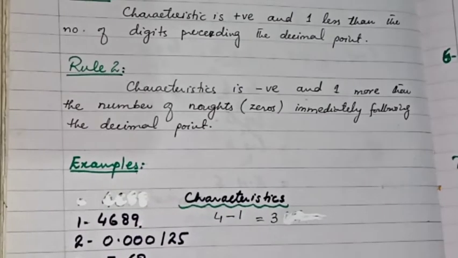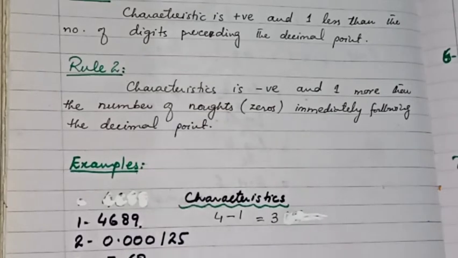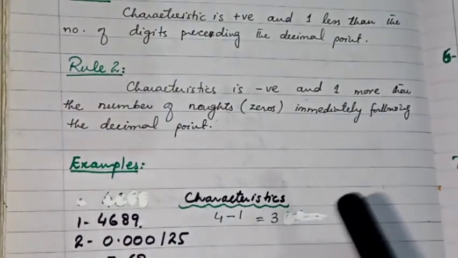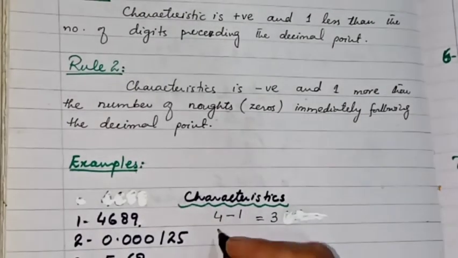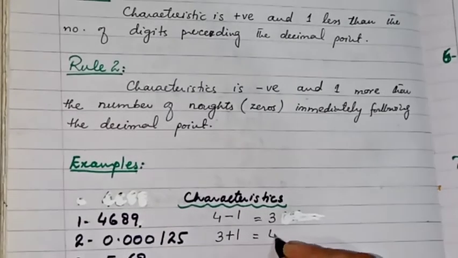Now for example number 2, as you can see, the number is less than 1. So this time you have to count the zeros present after the decimal. You have to count only the zeros. So how many zeros are there? 1, 2, 3. So the characteristic will be 1 more. This time we have to add 1. 3 plus 1 will be 4 here.